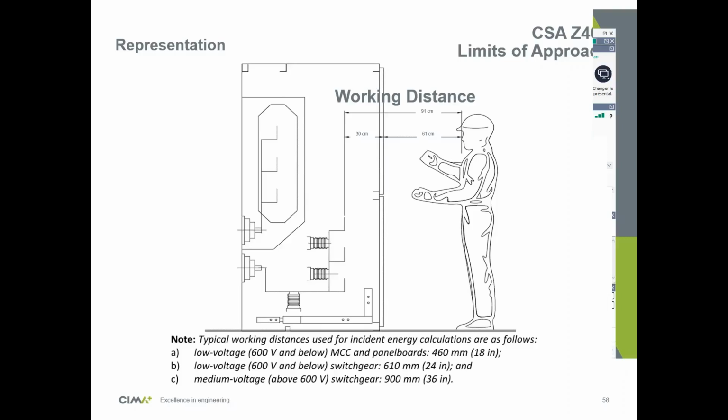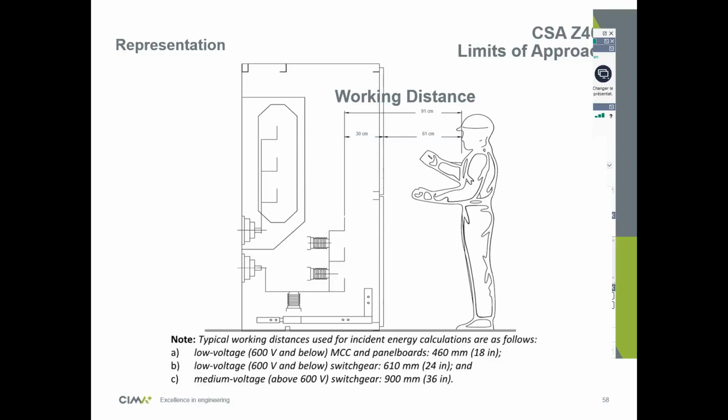So there are three typical working distances. It depends on the equipment type. What you need to do to find the working distance is identify the equipment type and the voltage. If it's 600 volts and below, you need to ask whether the equipment is an MCC or a panel board. Then it's 18 inches. Or is it a switchgear? Then it's 24 inches. And if it's a medium voltage switchgear, then it's 36 inches. So it depends on the voltage and on the equipment type.